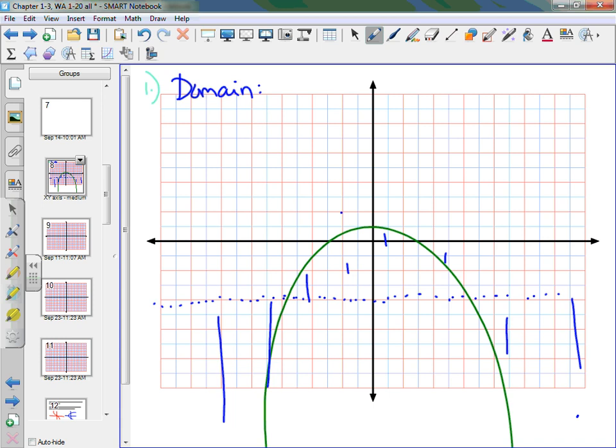So what does that mean? What's my domain? Do I have any holes? So what's my domain? Negative infinity to infinity. Meaning x is an element of the reals. Whichever one your brain can get. Okay? You with me? Now my range.